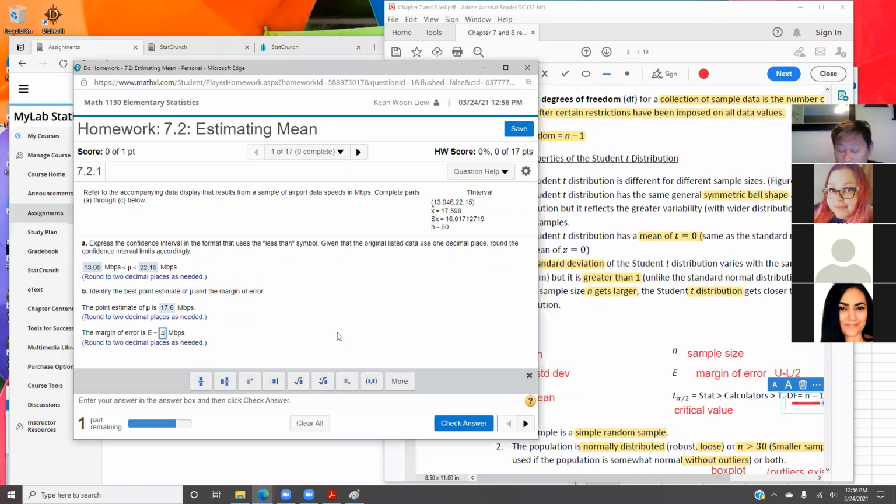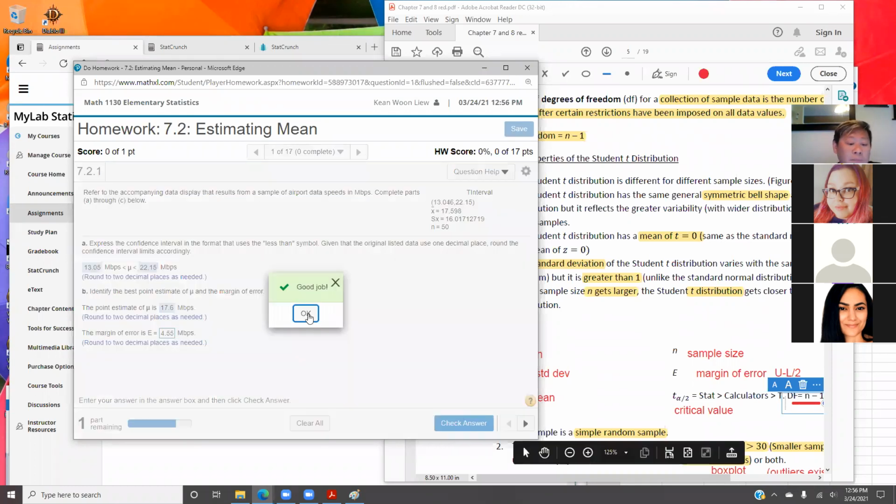$4.552, so it's 4.55. Oh yes, two decimal places. So this one is two decimal places.